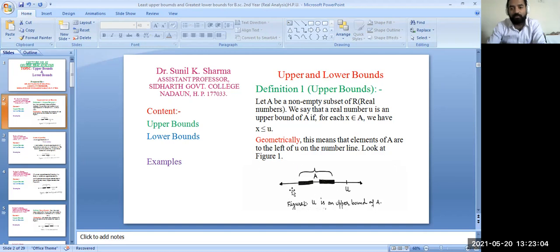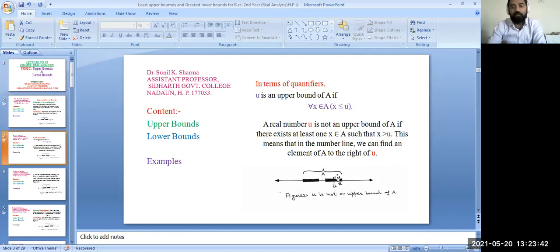Look at figure 1. This is the set R of real numbers, and this A is a non-empty subset of R, and U is an upper bound of this non-empty set A if all the elements of A are less than or equal to U. It means we can say all the elements of A lie to the left of U. Then U is an upper bound of the non-empty set A. In terms of quantifiers, we can write U is an upper bound of A if for all x belongs to A, x is less than or equal to U.